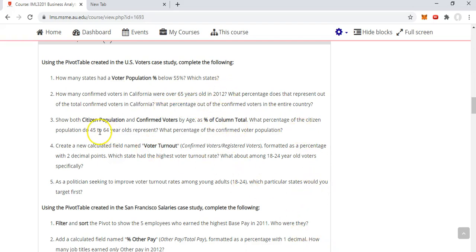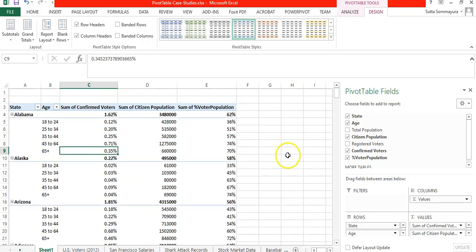And the next one asks to show both citizen population and confirmed voter by age as a percent of column total. Okay, so that is the third question: show the citizen population and confirmed voter by age, but as a percent of column total. You can look at the pivot table.